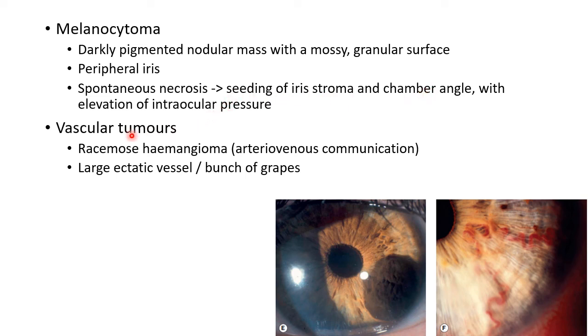Now let us discuss about vascular tumors. An example for a vascular tumor of iris is racemose hemangioma, which is basically an arteriovenous communication, as you can see in this picture. It appears as large ectatic vessel or bunch of grapes.